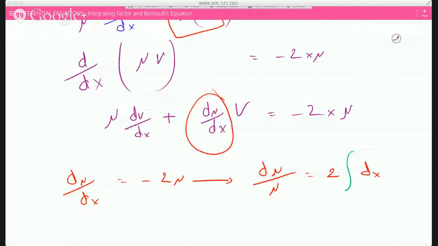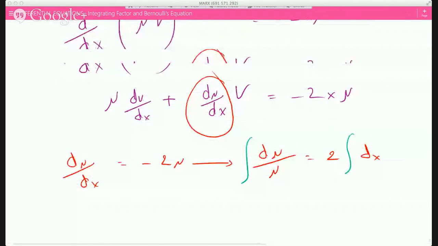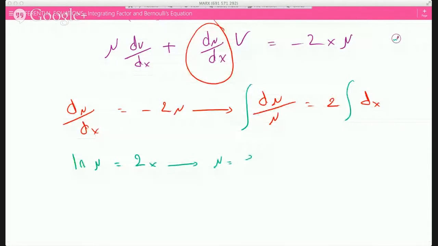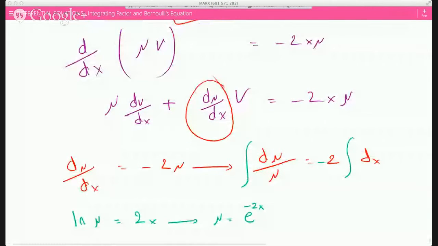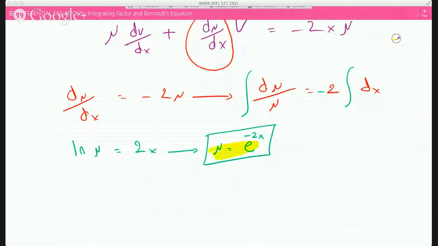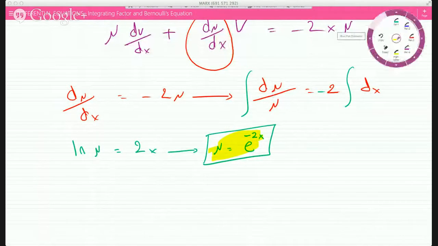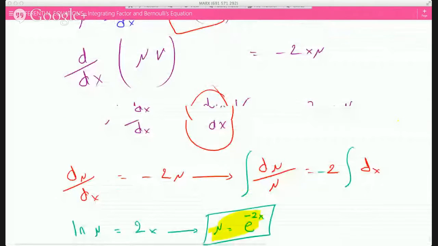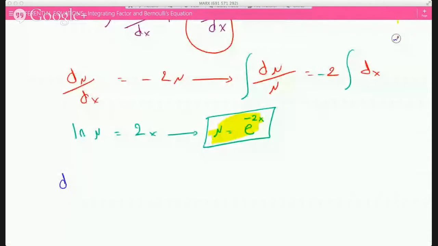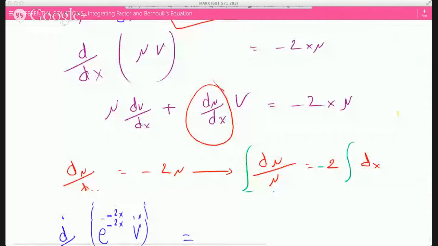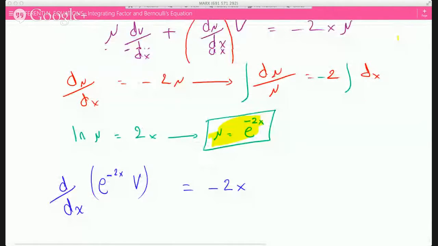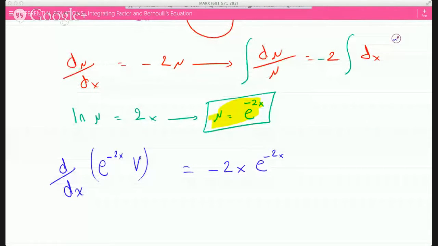Integrate both sides. So ln mu equals 2x, which makes mu equals e to the 2x. Or with a negative. Don't forget the negative. Negative 2x. So integrating factor turns out to be e to the negative 2x. So now let's plug and chug. So that means d over dx of e to the minus 2x, which is my integrating factor, times v, has to equal the right hand side of minus 2x times the integrating factor e to the negative 2x. No? And now I can just integrate both sides.